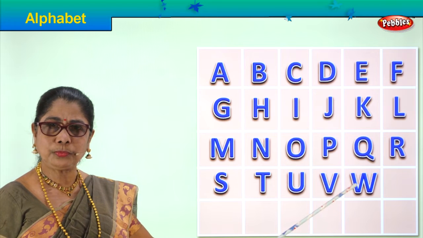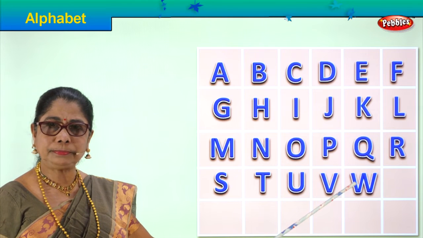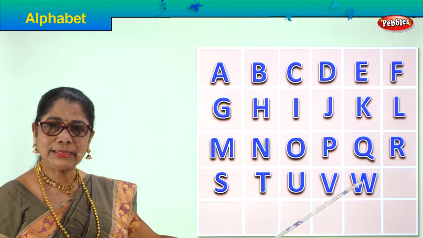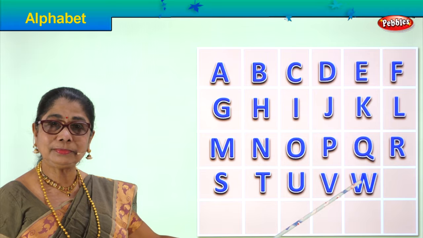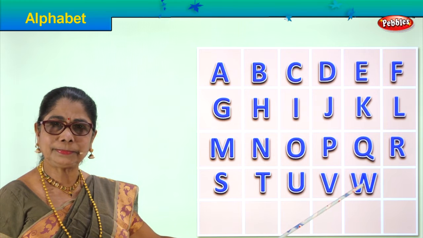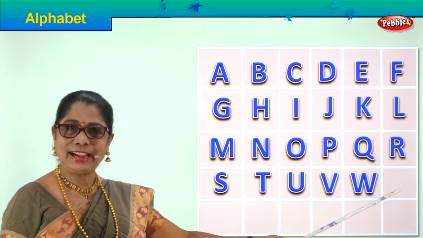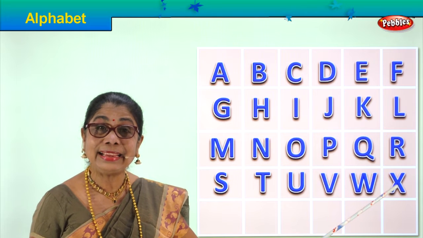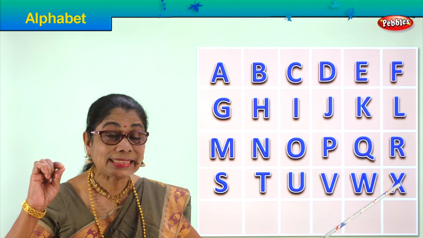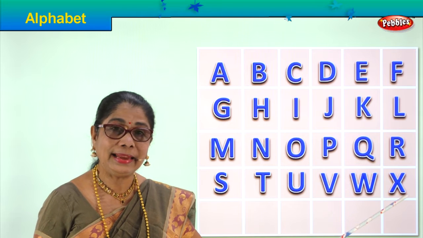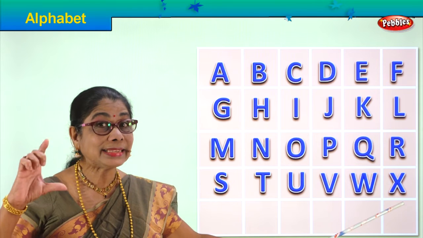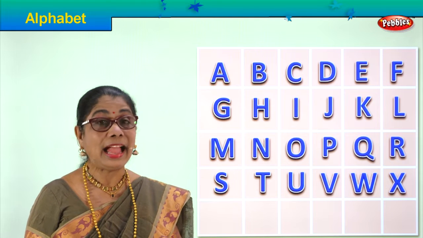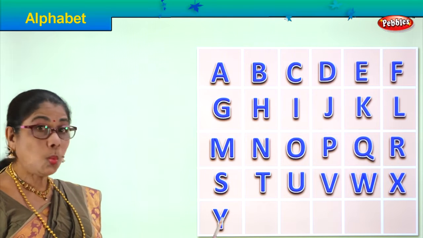After V comes the next capital letter W. W. Water. Sound is W. Water. And the next letter after W is X. Letter X. Sound is X. X-ray. And the next letter after X is Y.